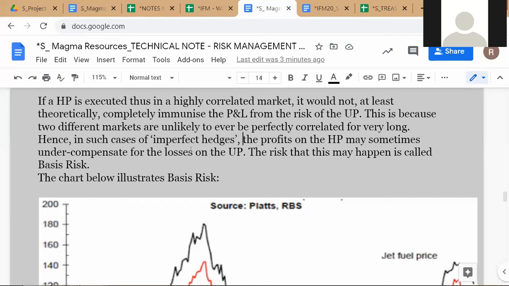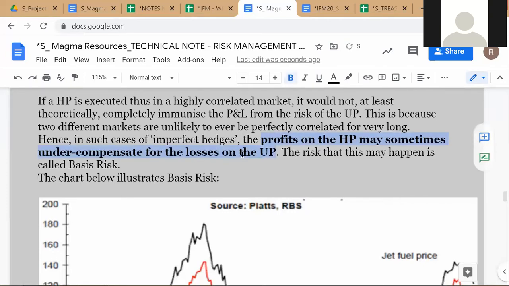Okay, so now what I'm saying is that basis risk is therefore happening in the case of imperfect hedges, where the profits on the hedge positions differ from the losses on the underlying. This is basically your basis risk. What is basis risk?